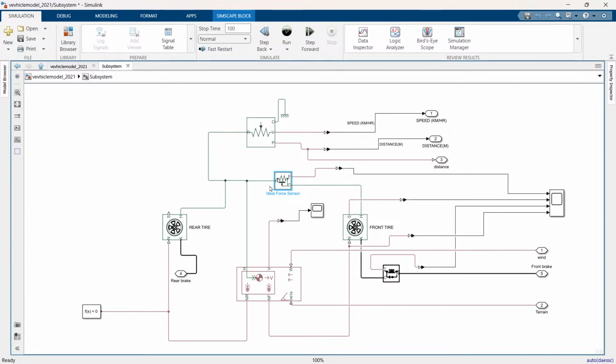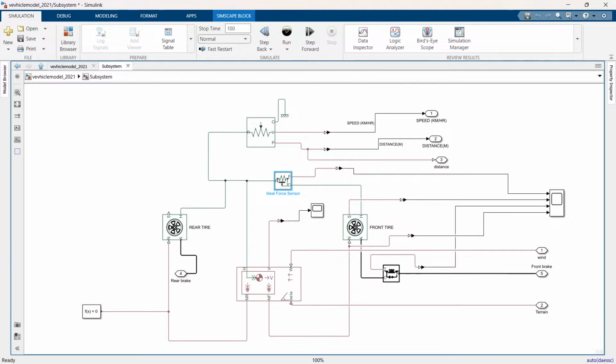Next one is the F port. The F port is the output port, that means a physical signal output port. This port measures the force as a physical signal. These physical signals can be used in other parts of your simulation model for monitoring, control or further calculations. So it converts a mechanical force into a usable electrical signal for analysis and control purposes.